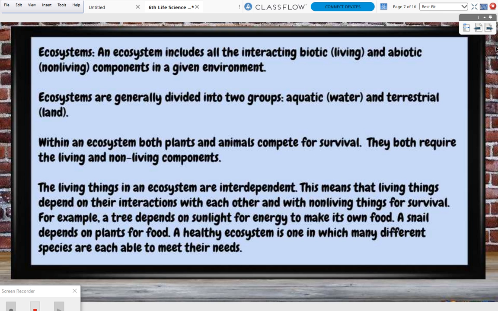Within an ecosystem, both plants and animals compete for survival. They both require the living and the non-living components. The living things in an ecosystem are interdependent. This means that living things depend on their interactions with each other and with non-living things for survival. For example, a tree depends on sunlight for energy to make its own food. A snail depends on plants for food. A healthy ecosystem is one in which many different species are each able to meet their needs.